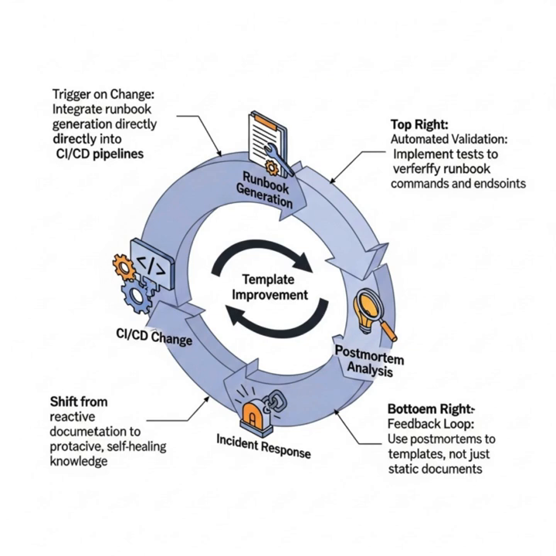Generating a runbook once is not enough. The system must maintain itself. The key is trigger-based updates. Your runbook generation pipeline should not be a manual process. It must be hooked directly into your CI/CD system. A Git push to your main infrastructure branch that passes all tests should automatically trigger a runbook regeneration. This ensures documentation never lags behind production.